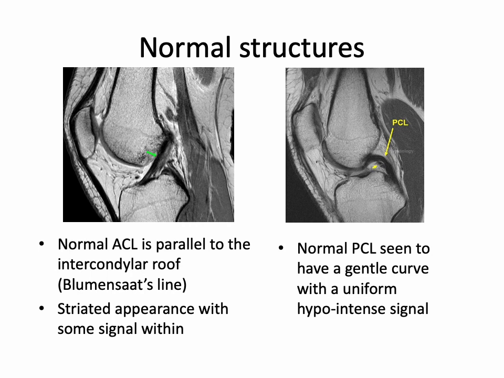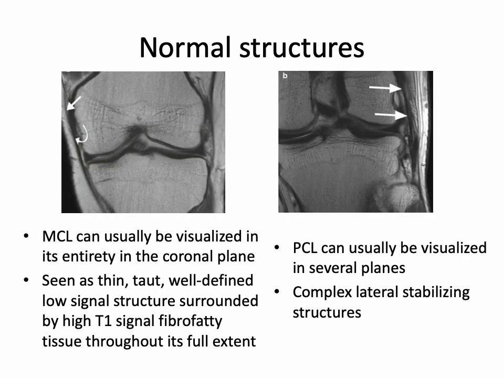So the normal structures around the knee: the ACL is parallel to the intercondylar roof and has a striated appearance with some signal within, which is a normal appearance. The PCL conversely has a uniform hypointense signal and has a gentle curve. The MCL can be visualized normally in its entirety in the coronal plane as a thin, well-defined, low signal intensity structure surrounded by fat. You can also see the PCL, and the lateral stabilizing structures of the knee are sort of more complex.